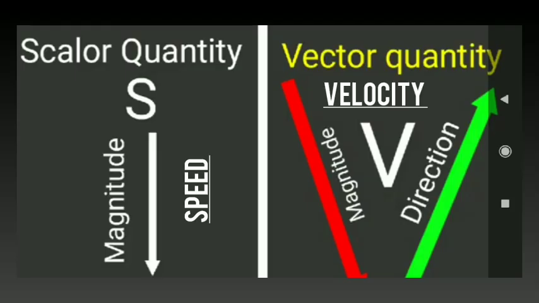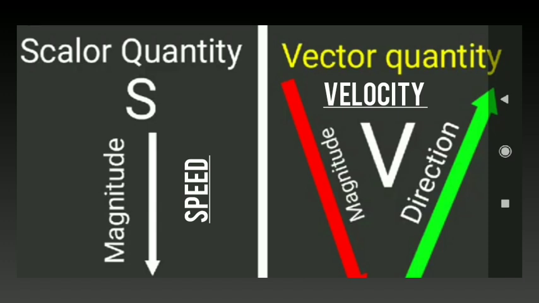So just like distance and displacement, speed and velocity are the scalar and vector pair, and it is very easy to remember. S for speed and S for scalar, and V for velocity and V for vector.